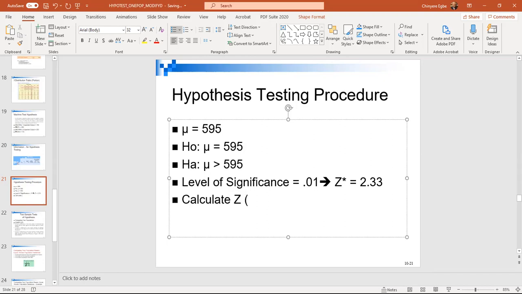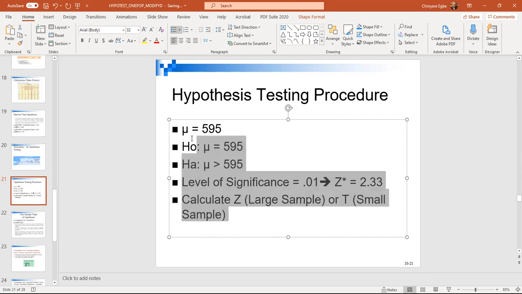Now, we have to calculate Z if your sample is a large sample, or T if you have a small sample. All right. Now, for this problem, the T or the Z has been given to you. Okay. The T that you see there, take it to be a Z, because this is statistical software, so it uses some standardized symbols.